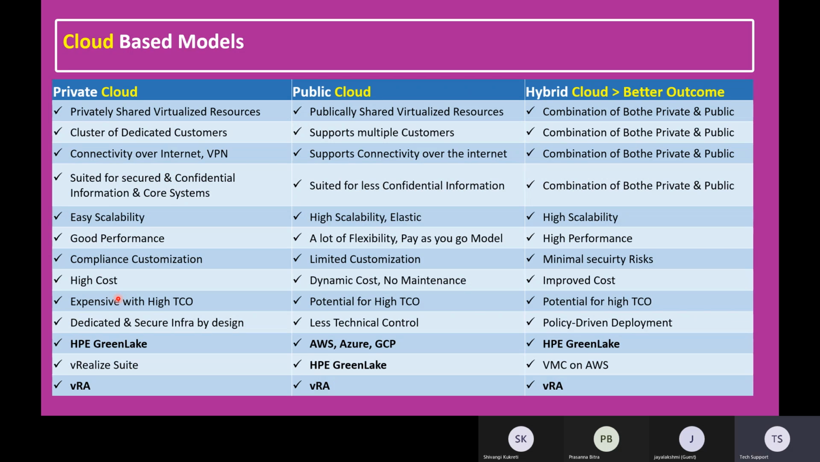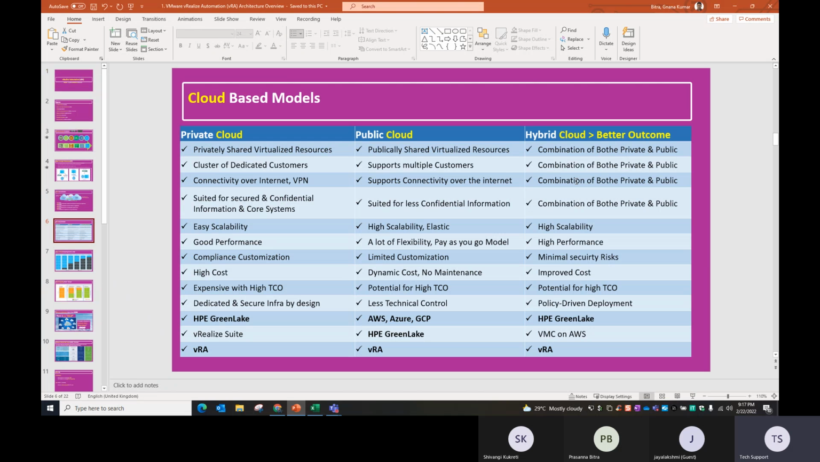So I'm trying to explain the comparison between private, public and hybrid cloud. Obviously, if you are using a hybrid cloud, there will be a better outcome. And private cloud is like privately shared virtualized resources. Here, virtualized resource means it's not only limited to VMs, it's also network components as well as storage components. All are considered virtualized resources. And public cloud is publicly shared virtualized resources. And hybrid cloud is a combination of both private and public. Sorry for the typo.